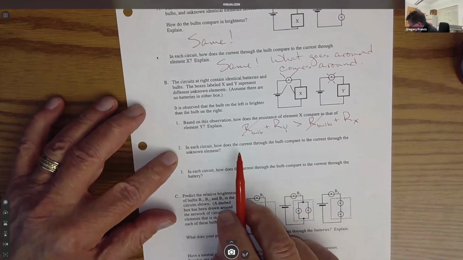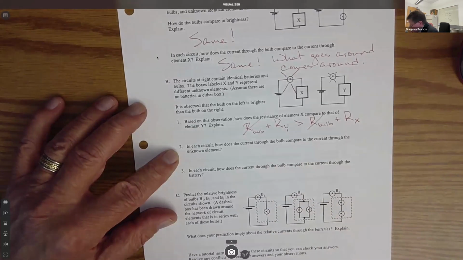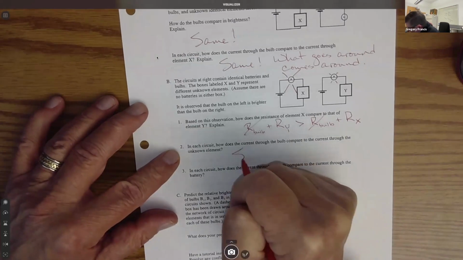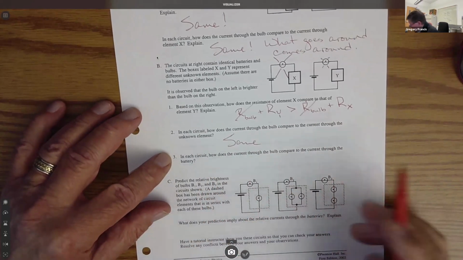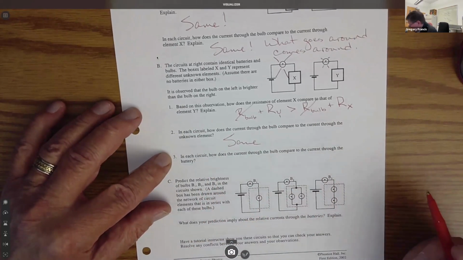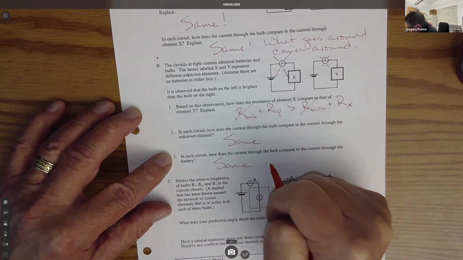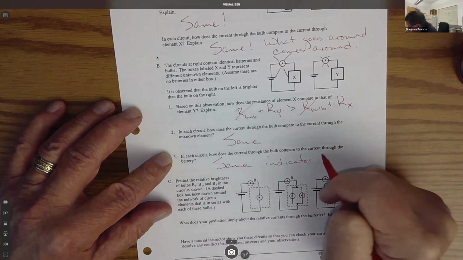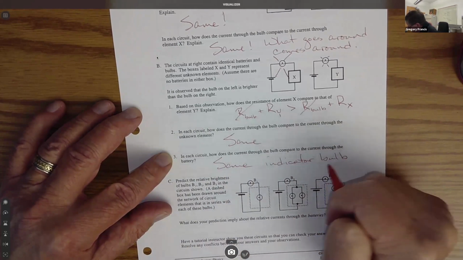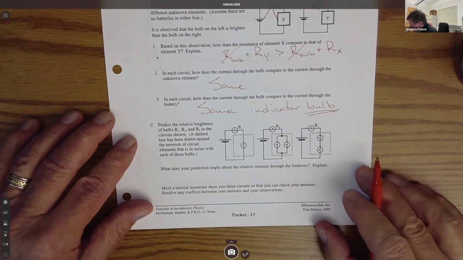Now, in each circuit, how does the current through the bulb compare to the current through the unknown element? Again, same. What goes around comes around. In each circuit, how does the current through the bulb compare to the current through the battery? It's the same. It's an indicator bulb. Okay. Well, that was quick.